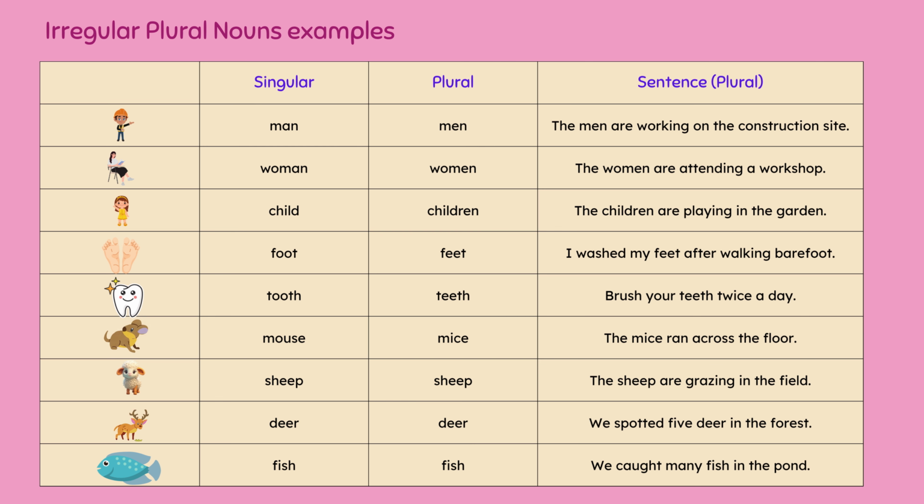Now some nouns have no change in their plural form. Sheep stays sheep. The sheep are grazing in the field. Deer stays deer. We spotted 5 deer in the forest. Fish often stays fish. We caught many fish in the pond. Remember, irregular plurals must be memorized. They don't follow standard rules.